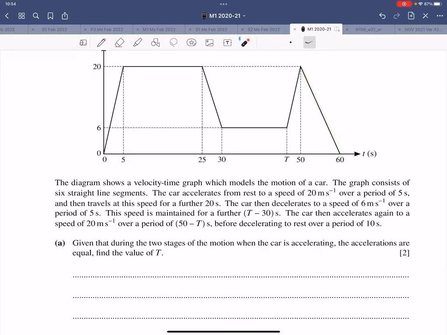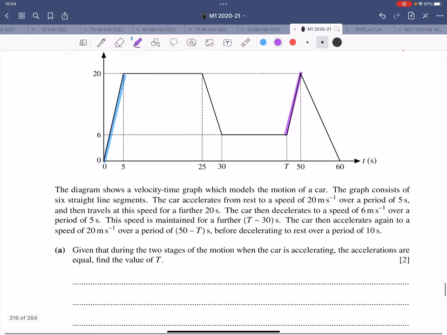Now the question is, given that during the two stages of motion when the car is accelerating, which are the two stages of motion during which the car is accelerating? This is the first stage, and this purple one is the second stage. The accelerations are equal. Find the value of t.